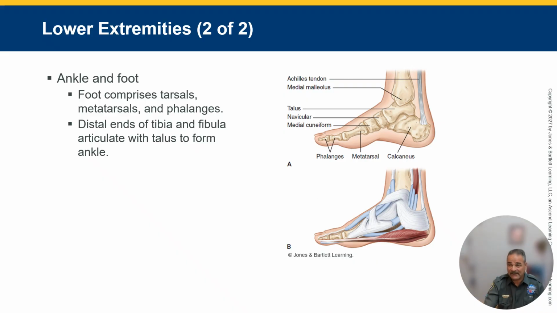Lower extremities, ankle and foot. The foot comprises tarsals, metatarsals, and phalanges. Remember we were talking about carpals and metacarpals. Well, now we're talking about tarsals. Phalanges are still the same thing. Phalanges are those distal ends.